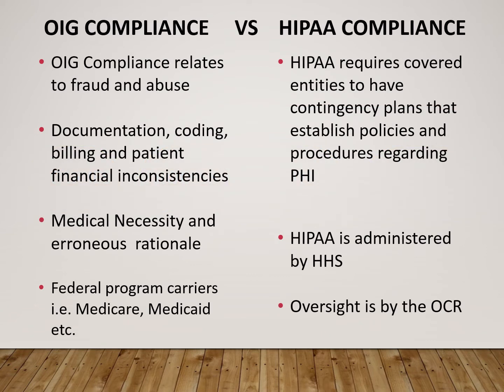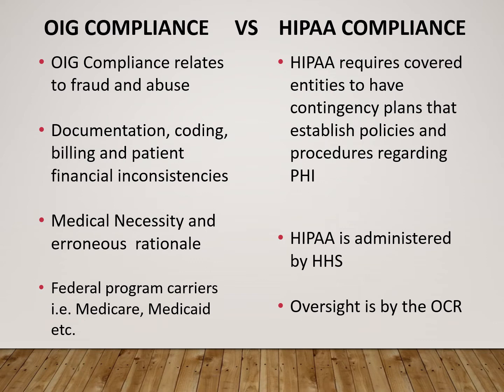When we talk about compliance, there are two different types of compliance you have to follow. One is the OIG compliance. The OIG is the Office of Inspector General, and this really relates to the fraud and abuse process, or making sure that the things that the government is paying for are being adequately documented and are what the patient truly needs.